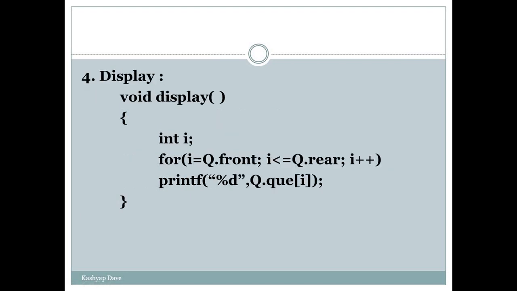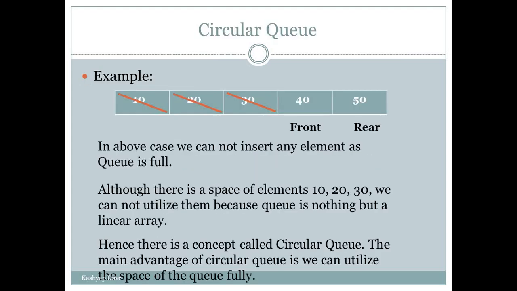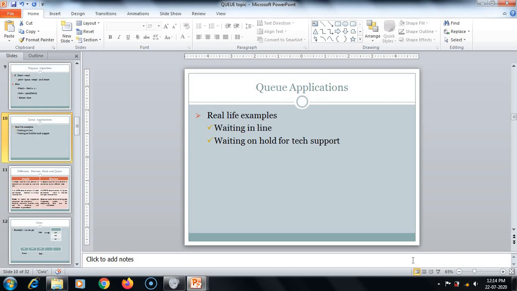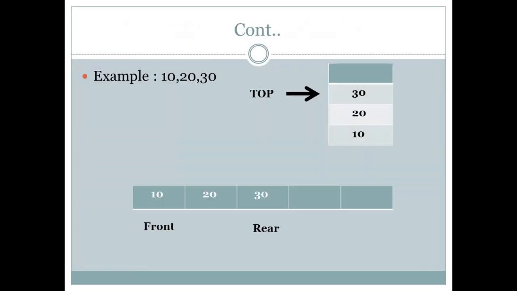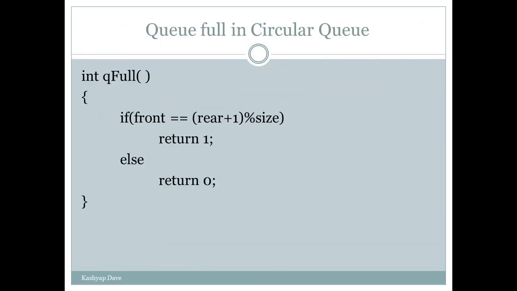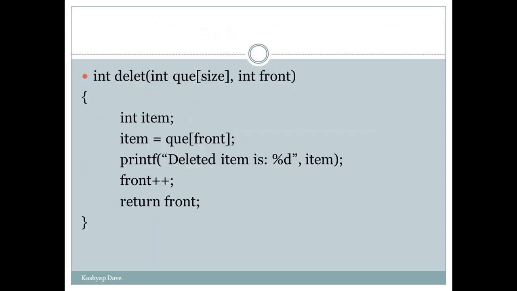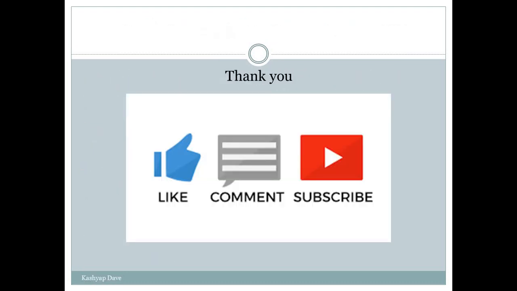Now last, the fourth operation, that is display operation. For display operation, we will use a simple for loop, and we will go from front to rear and print all the values here. Okay, so these are the examples of queue operations. Here we have seen insert, delete, queue full and queue empty operations.